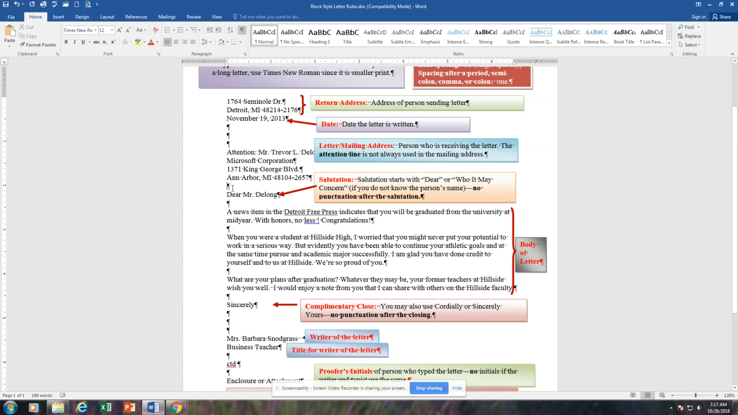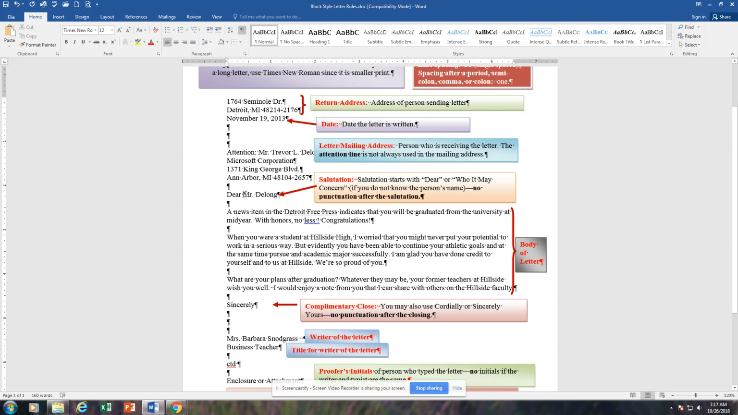Then you return twice, leaving one blank space, and you'll type in the salutation. The salutation is the hello. You may start it with Dear or To Whom It May Concern. If you do not know who it's going to, you would type in To Whom It May Concern. If you know who it's going to, Dear Mr. or Ms. or Mrs. DeLong.